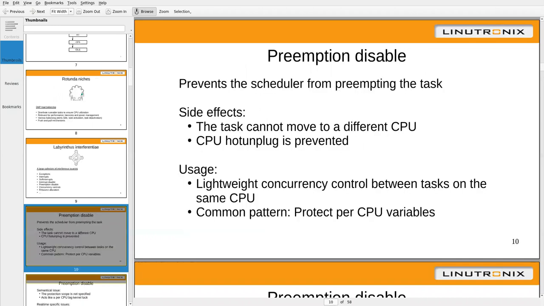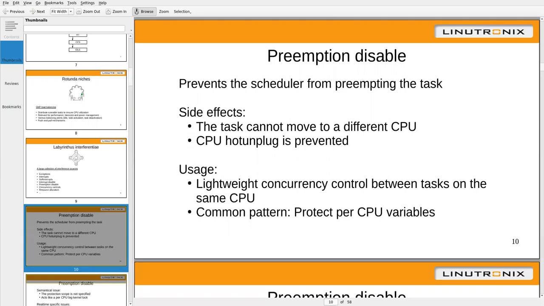So the first thing when we look at it next to the scheduler is preemption disable. It tells the scheduler, hey, even if there's a more important task to run, you can't preempt me, you can't take me off the CPU and let this task run. As a side effect, the task cannot move to a different CPU at that point, and it also prevents CPU hot unplug as a side effect, which is just an implementation detail. But it's not only an implementation detail, a lot of code relies on that fact, unfortunately.